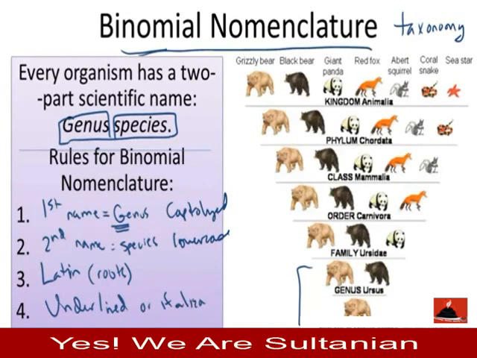Let's give an example. So over to the right, we have the name of the grizzly bear. It is used, its genus name and its species name, Arctos. So Ursus arctos is going to be its full name. Okay, capitalized and lowercase.